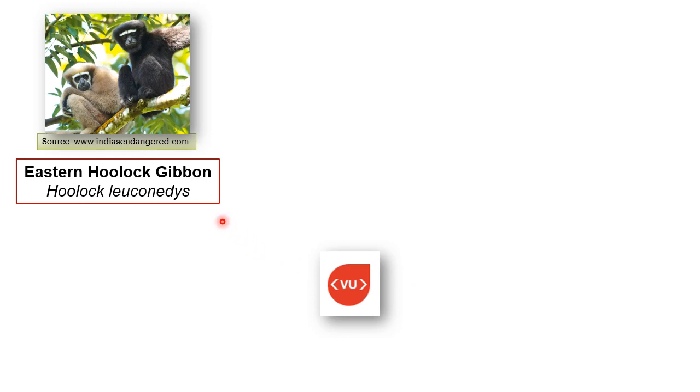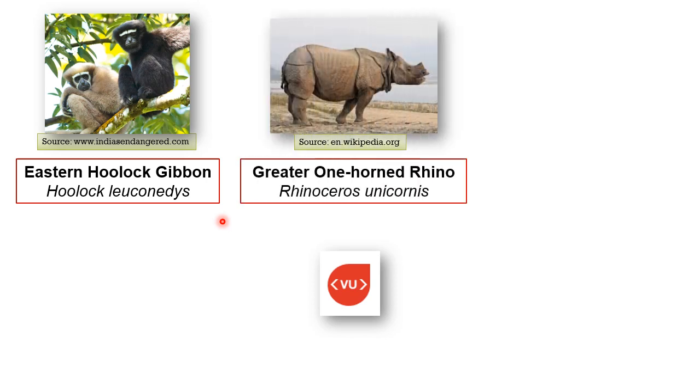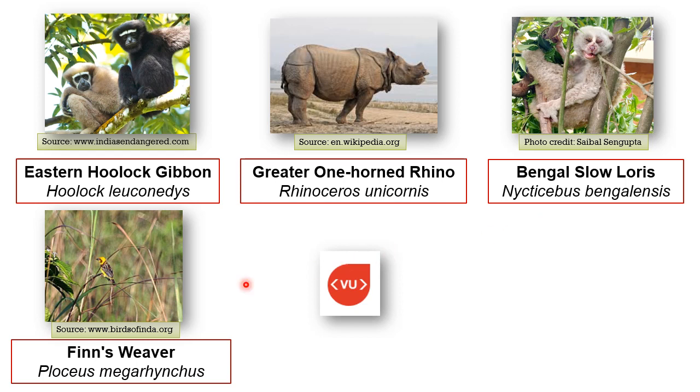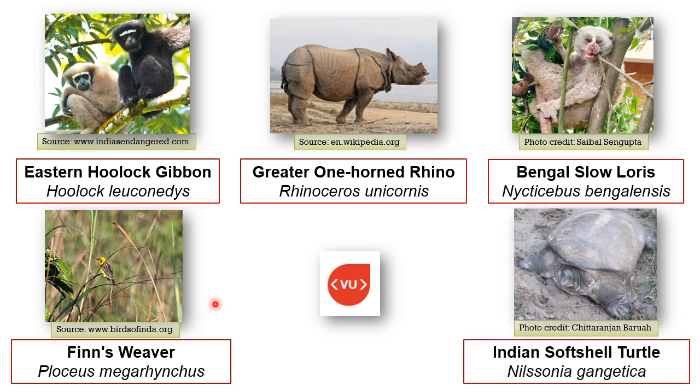We have eastern hoolock gibbon, which is the only non-human ape found in India. Rhinoceros unicornis, definitely it is vulnerable. Then Bengal slow loris, Nycticebus bengalensis. Finn's weaver, Ploceus megarhynchus. It is of the same genus as Ploceus philippinus, which is found more commonly, and the nest of the Baya weaver bird. Both are almost of the same structure. From the reptile side, we have the Indian soft-shelled turtle, Nilssonia gangetica, which falls into the vulnerable category.